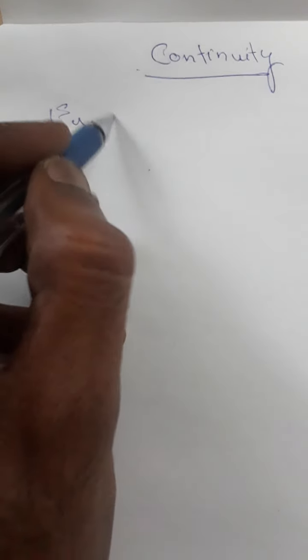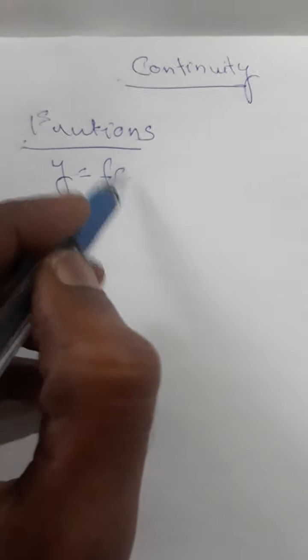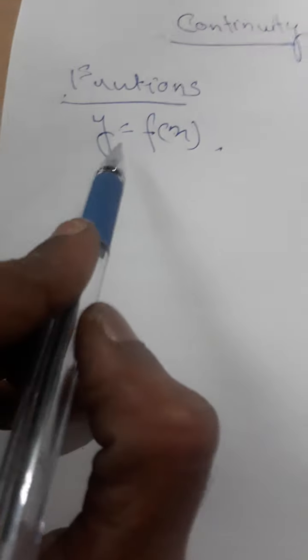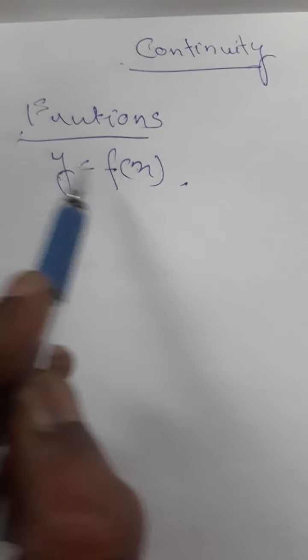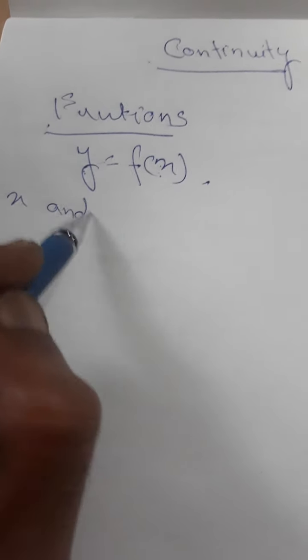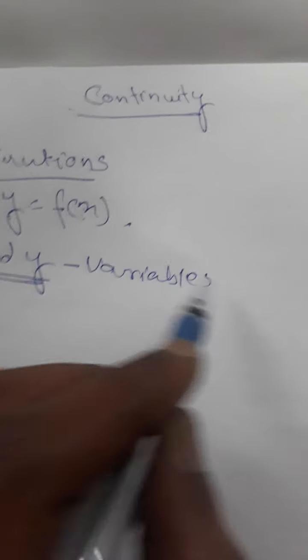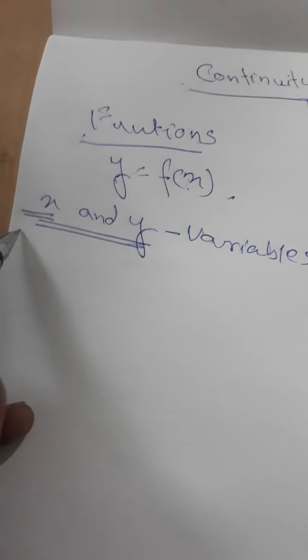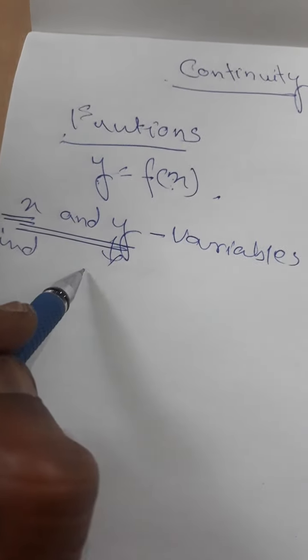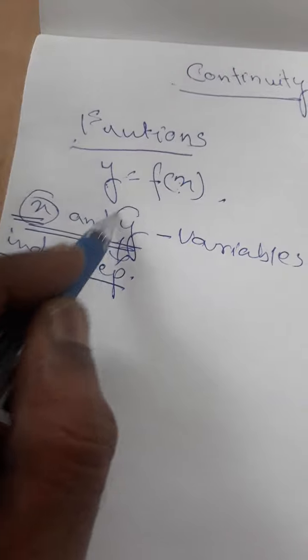Now, last year you have studied functions, and you know how you denote a function. A function is denoted generally by y is equals to f of x, where x and y are known as the variables, and here x is known as the independent variable and y is known as the dependent variable.